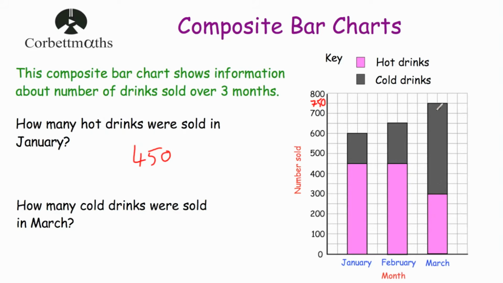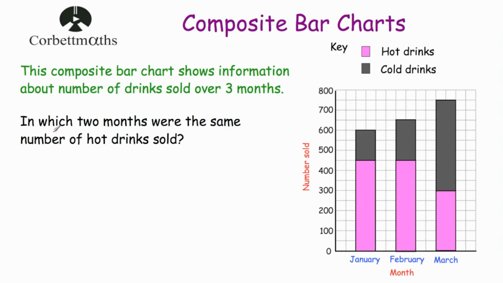So the cold drinks will be this quantity here between 300 and 750. So if we work out the difference between those, we'll find out how many cold drinks were sold. So if we do 750 subtract 300, that's going to be equal to, well, 750 take away 300 would be 450. So altogether there were 450 cold drinks sold in March. Okay, and our next question.